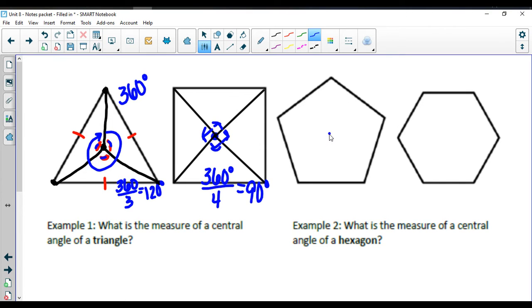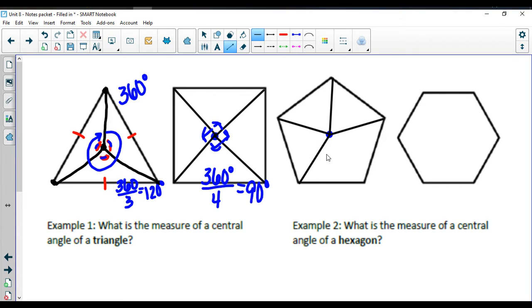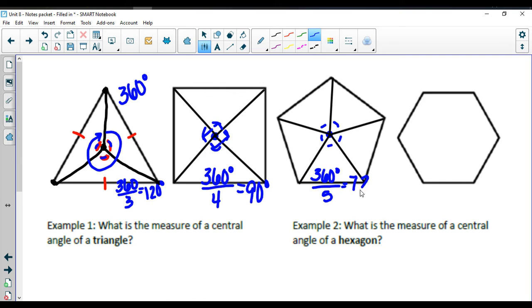For the pentagon here, we're going to draw our belly button center here, and then extend those lines out to each of the vertices. You can do this in your notes packet as well. And you'll notice here that we now have 1, 2, 3, 4, 5. So we would take 360 degrees divided by 5, which is going to give us 72 degrees.